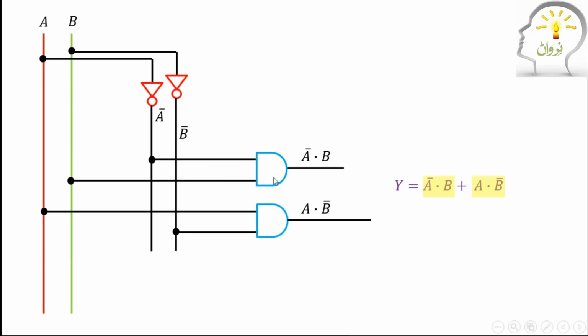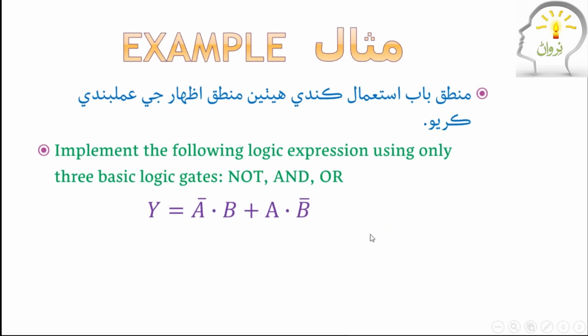So output of this is A complement and B. Output of this is A and B complement. And finally you put an OR gate. This comes here, this comes here. So you get this output. This is the OR gate. This is one input and this is the other input. A and B complement comes here. A complement and B comes here. Right? Is everything clear? Now you know how to implement a logic expression using logic gates. NOT, AND and OR are the 3 types of fundamental gates.